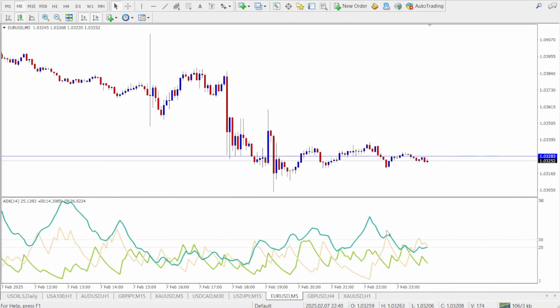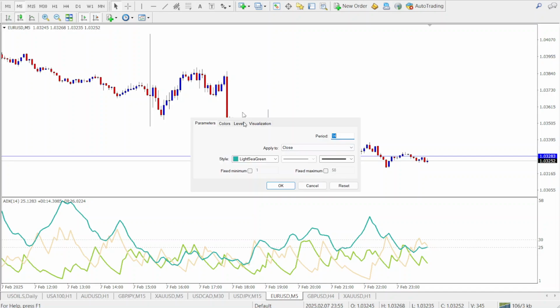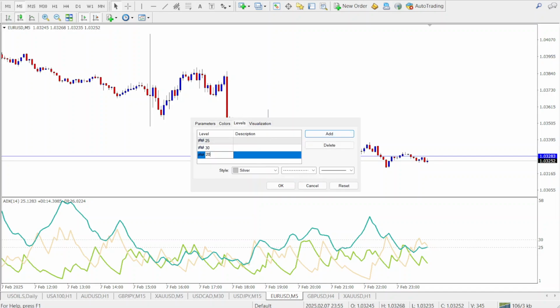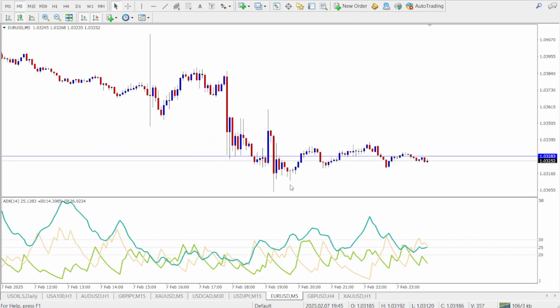Now, whenever you have the ADX below 20, let's add the 20 level. Whenever you have the ADX below 20, it shows a weak trend or no trend at all, showing that the market is ranging. You can see that we currently have a ranging market around here. Then when you have the ADX above 25, it shows a strong trend is forming and it's time to look for entries.